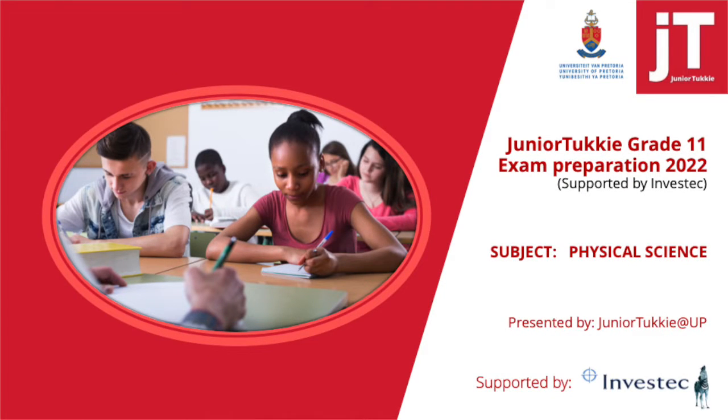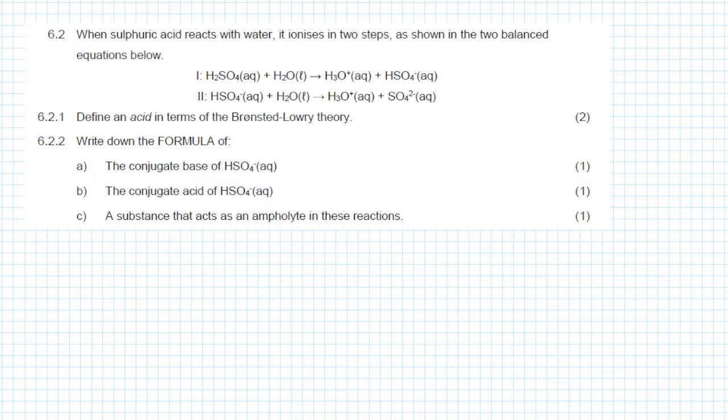In this video, we're going to finish off question number 6. Question 6.2 says, when sulfuric acid reacts with water, it ionizes in 2 steps. Remember, to ionize means to react with water to form ions. Covalent substances ionize, while ionic substances dissociate, as shown in the 2 balanced equations below. We have equation number 1 and equation number 2.